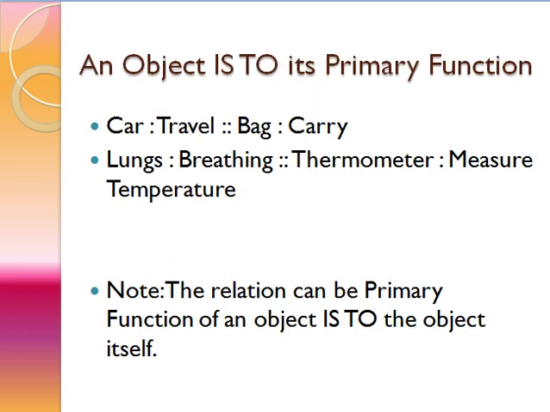An object is to its primary function. Car is to travel as bag is to carry. Lungs is to breathing as thermometer is to measure temperature. Lungs is the object, breathing is the primary function. Here also the relation can be primary function of an object is to the object itself.